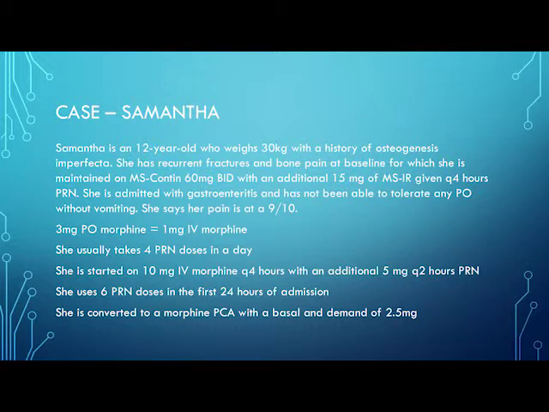So, her all-over bone pain. So you definitely could use a PCA. The main thing is she can't take her oral morphine, so give her IV, right? So dust off your calculators. 3 milligrams of oral morphine should be equianalgesic to 1 milligram of IV morphine.